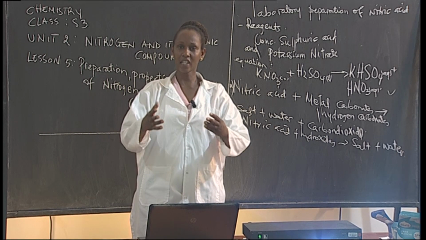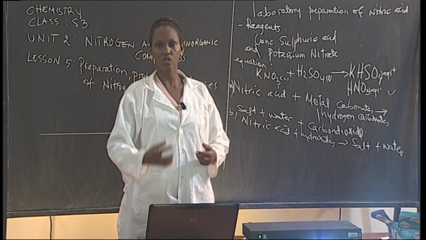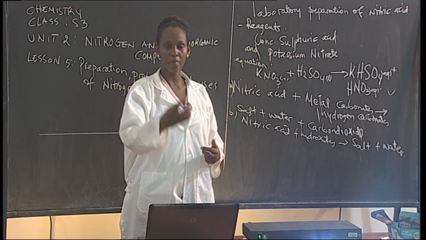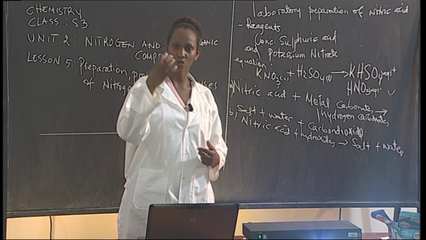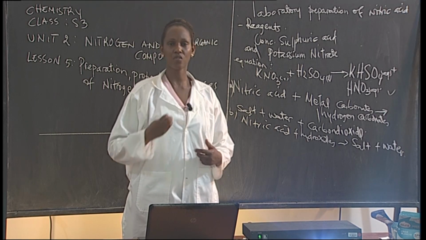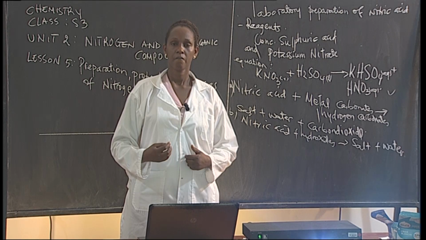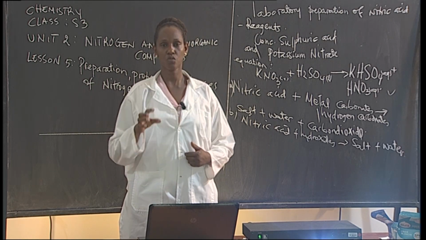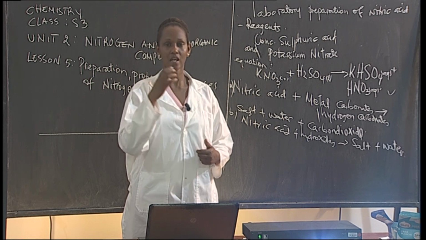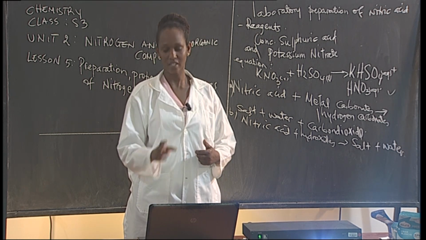So I think you have understood well the laboratory preparation of nitric acid, the Ostwald process of manufacturing nitric acid, and the chemical properties of nitric acid. You need to know those equations and how to balance them and write their states and symbols correctly. Then the uses of nitric acid.